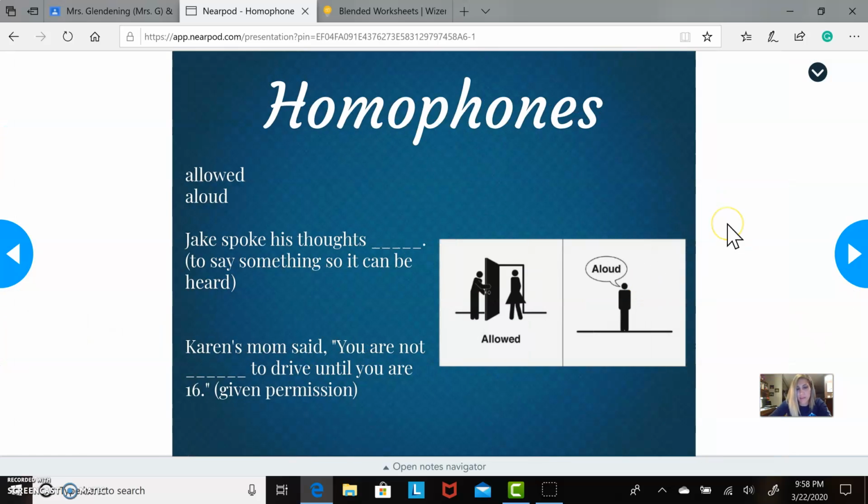Okay, right here we have the example, Jake spoke his thoughts aloud. And then we have Karen's mom said, you are not allowed to drive until you are 16. And if you can remember, allowed showed that Karen's mom was giving her permission or not giving her permission to drive until she's 16. And then aloud, A-L-O-U-D, is saying something so it can be heard, aloud.